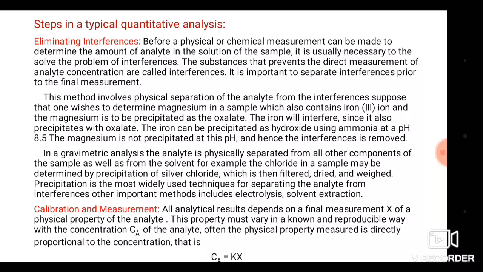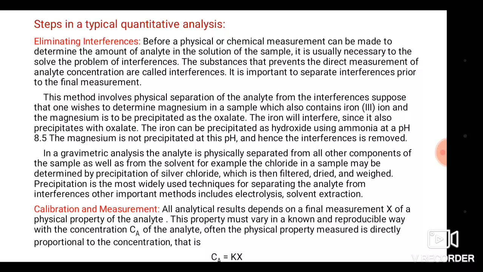In a gravimetric analysis, the analyte is physically separated from all other components of the sample and from the solvent. For example, the chloride in a sample may be determined by precipitation of silver chloride, which is then filtered, dried, and weighed. Precipitation is the most widely used technique for separating the analyte from the interferences. Other important methods include electrolysis as well as solvent extraction. All these are methods used for removing the interferences.